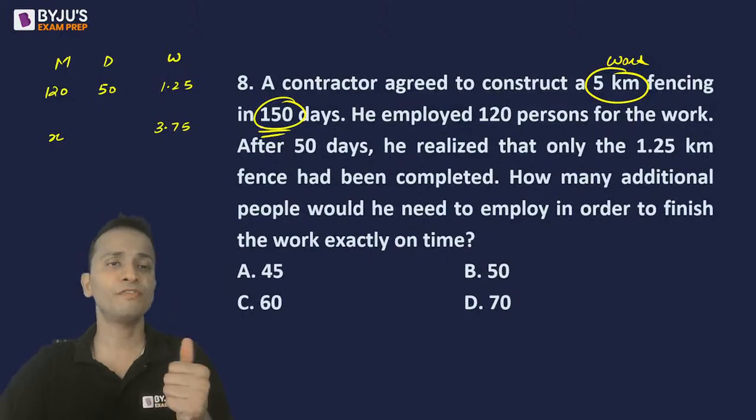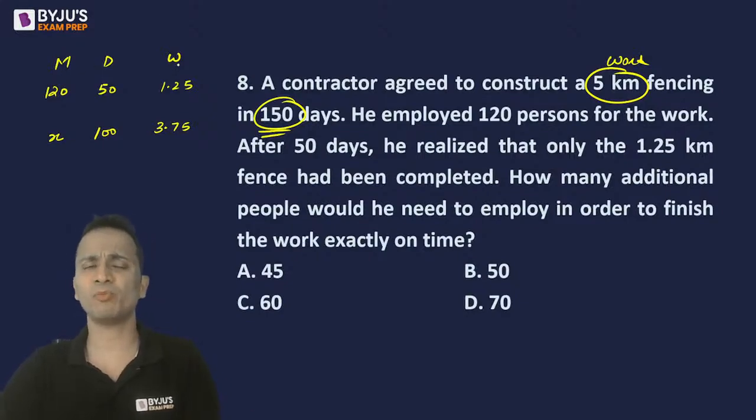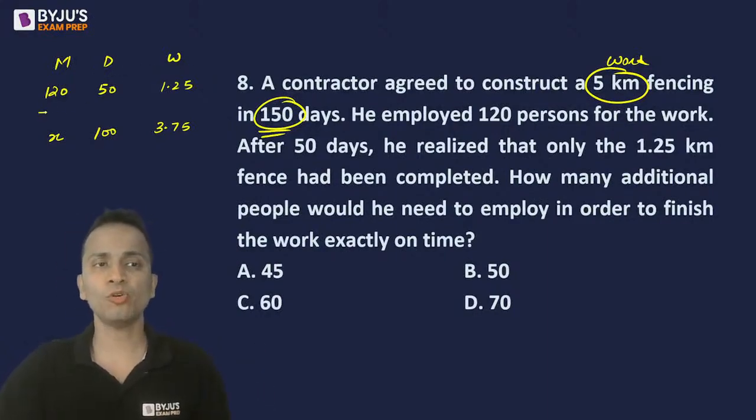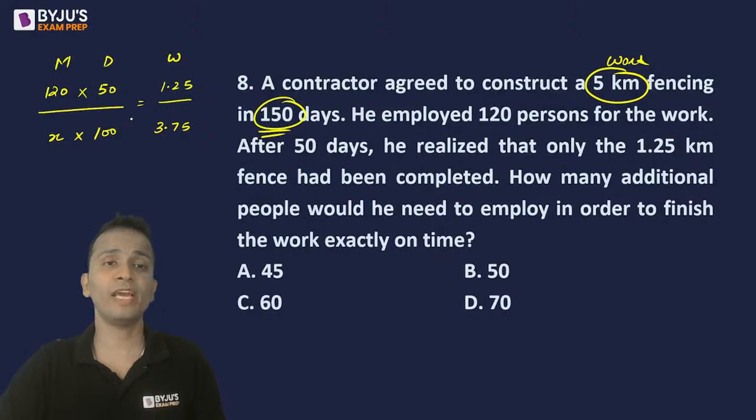So how much time is remaining? 50 days are already gone. The total number of days in which the work should have been finished is 150 days. So these X men will finish the remaining 3.75 of the work in 100 days. Men are directly proportional to work, and the number of days is also directly proportional to the work. So you can equate this ratio: m1 upon m2 multiplied by d1 upon d2 is equal to w1 upon w2, right? Now from here you can do cross multiplication and get the value of x.